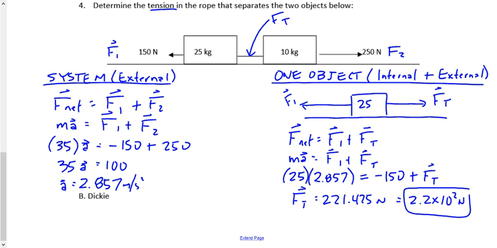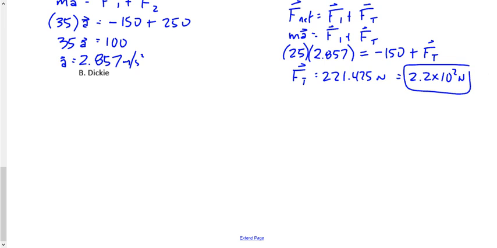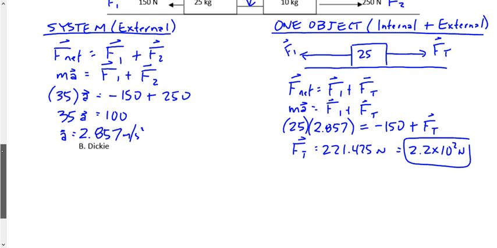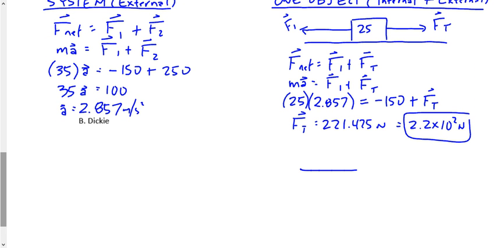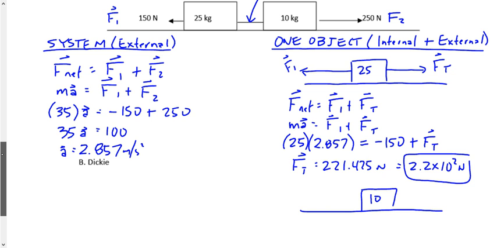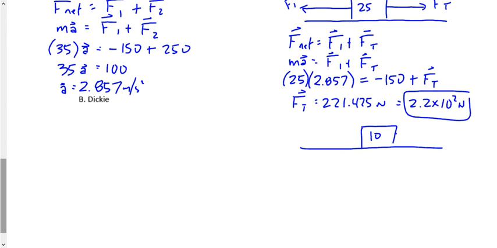Let's take a look at the 10 kilogram object as well, okay? We don't have to, right? We've got our answer here, but let's do it as if we analyzed the 10 kilogram object, just to demonstrate that we're going to get the same answer. So here's my 10 kilogram object. It is being pulled to the right by a force of 250 newtons. We're calling that F2. And it's being pulled to the left by the tension in the rope.